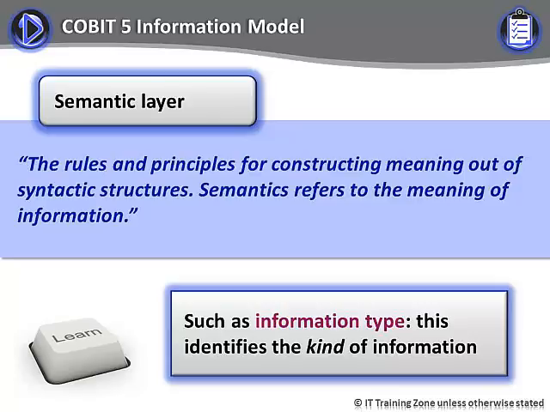Information type. This identifies the kind of information. For example, the information may be financial or non-financial. Information currency. This identifies the time horizon referred to by the information. For example, it might relate to the last financial year or the current one. Information level. This identifies the granularity of the information, such as daily, weekly, monthly, and so on.